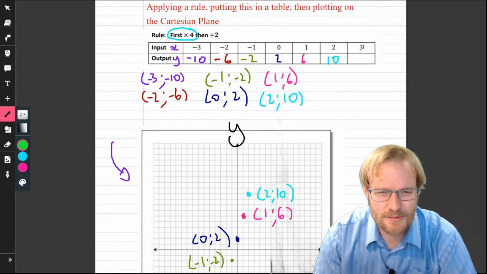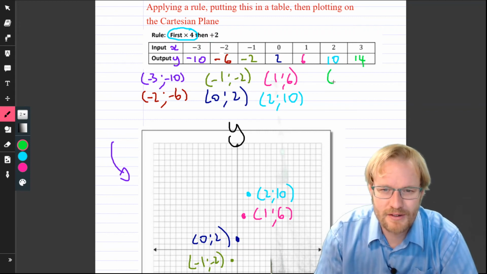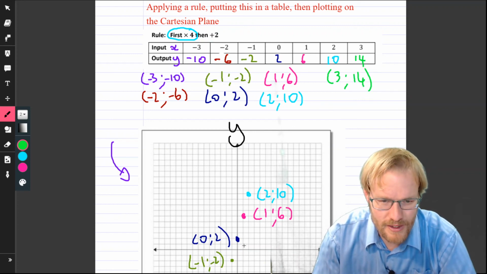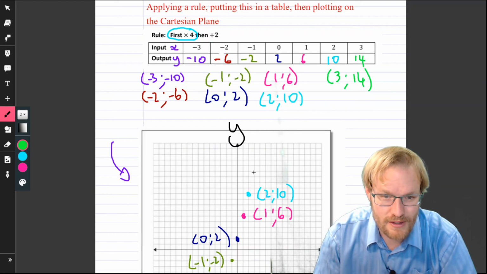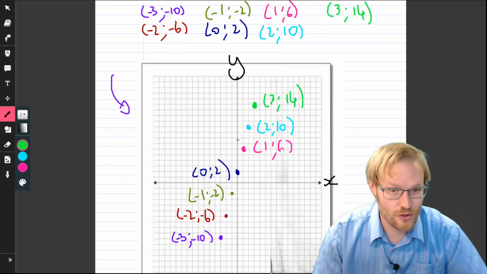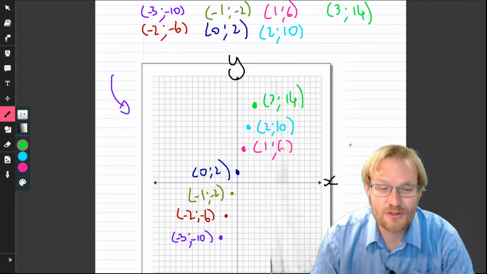Times 4. 4 times 3. 12 plus 2. 14. Input 3. Output 14. Input 3, 1, 2, 3. Output 14, 1, 2, 3, 4, 5, 6, 7, 8, 9, 10, 11, 12, 13, 14. What type of shape does it look like this is drawing? And that's it. That's all we need to do for this exercise.